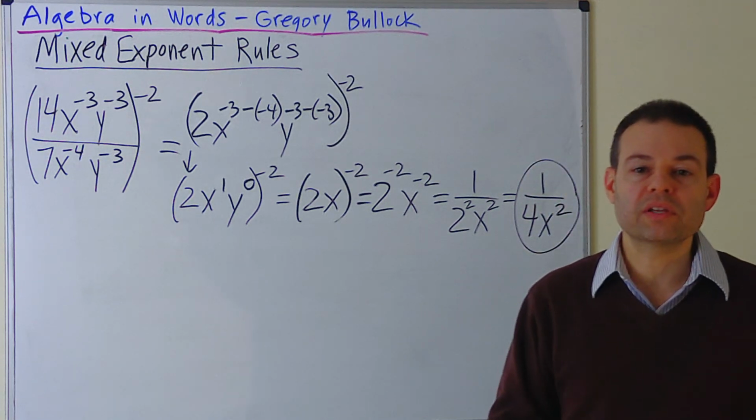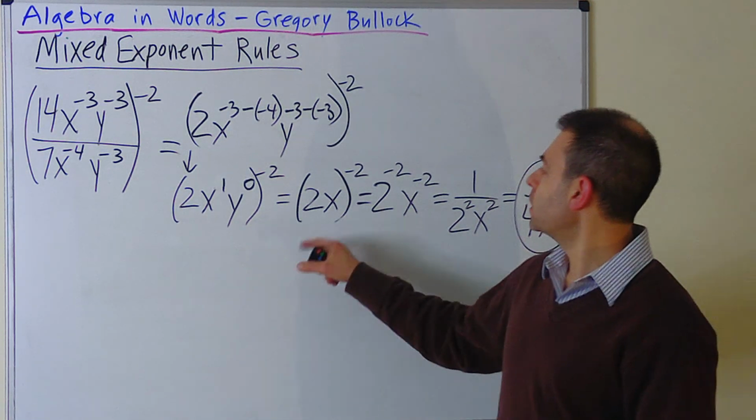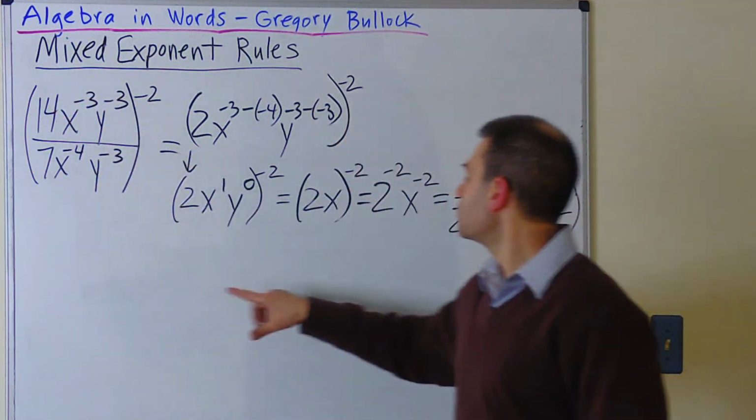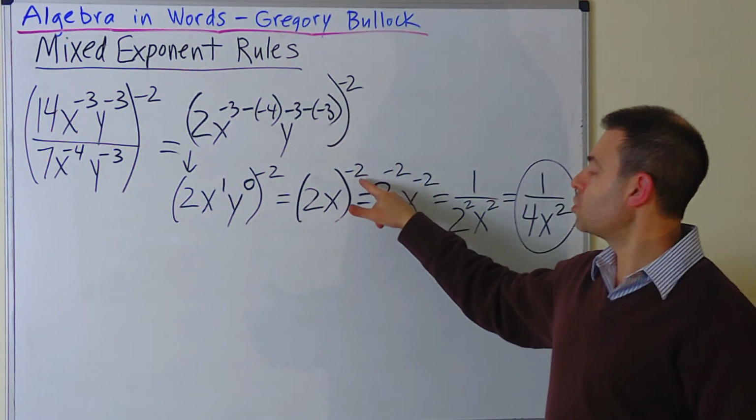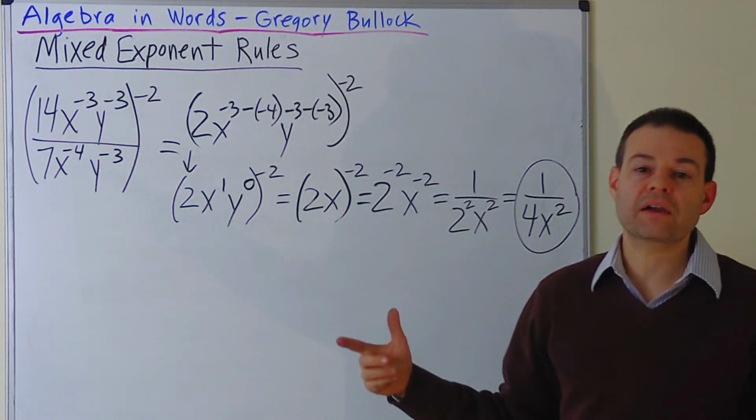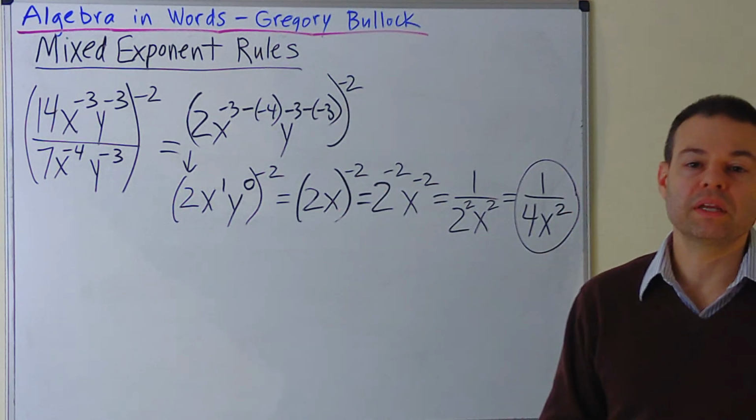I'll conclude the video in a second, but if you notice, look how this shrunk down to this by the end. So then we only had to distribute the negative 2 to 2 factors, and I think that ended pretty easy.